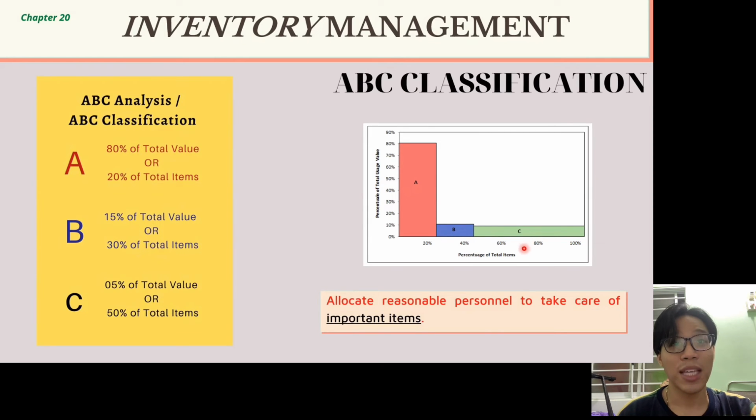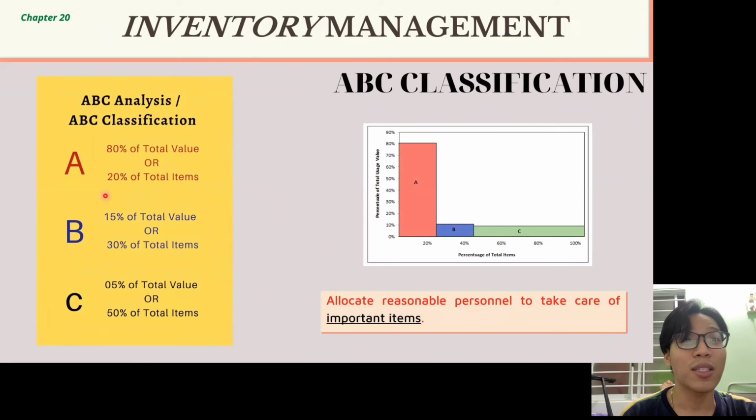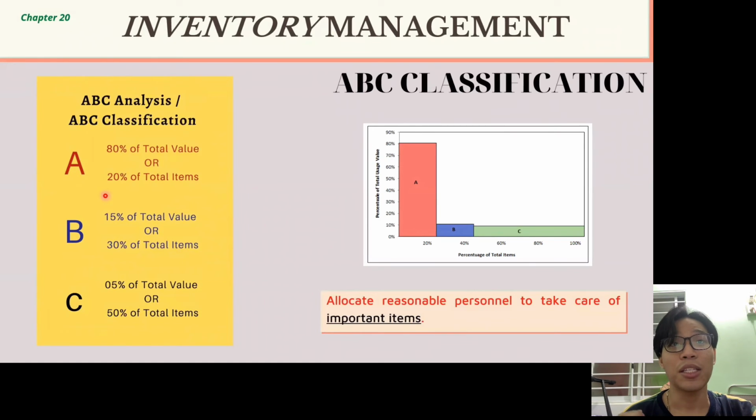This yellow rectangle on the left side shows the meaning of each letter in this process name. We all see that A is considered the most important item in this classification. In conclusion, this technique is used to allocate reasonable personnel to take good care of item A and perhaps a little bit of item B for effective use of human resources.